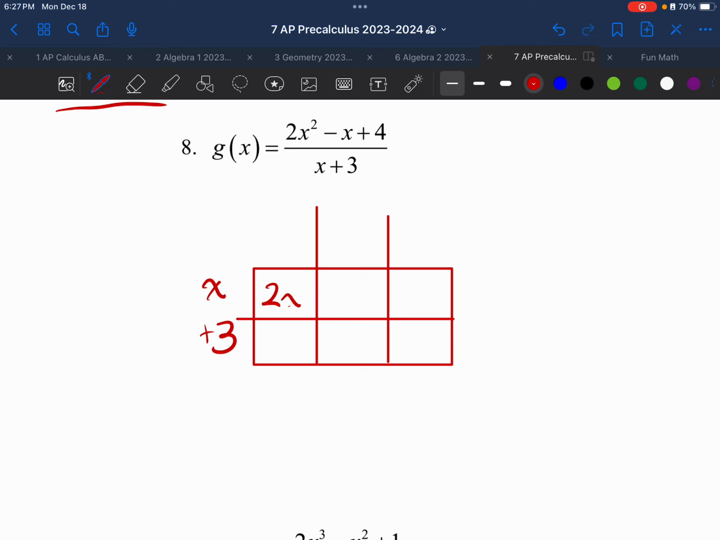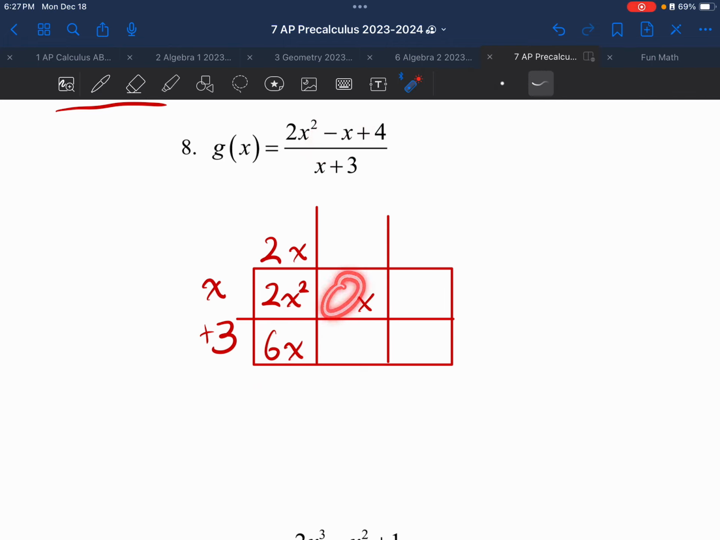I know that 2x squared has to go in the top right. And then what number times x is 2x squared? Well, 2x. And then if this number is 2x, I'm going to multiply 2x by 3 to figure out this value right here, which is going to be a 6x. And I know that diagonals will always have the same term type, so this is going to be an x. Therefore, this is also going to be an x. And these two x's have to add up to that x.